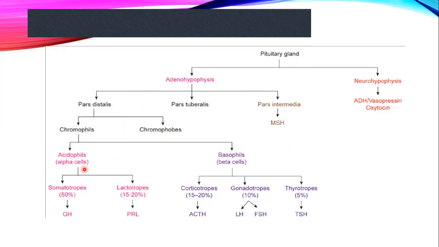Acidophils can also be called alpha cells, and they are of two types: somatotrophs and lactotrophs. They produce growth hormone and these ones, prolactin. Basophils are 3: corticotrophs, gonadotrophs, thyrotrophs. This one produces the adrenocorticotropin hormone. Gonadotrophs produce either luteinizing hormone or follicle stimulating hormone. Thyrotrophs produce thyroid stimulating hormone. Neurohypophysis is the storage site of the antidiuretic hormone and oxytocin.